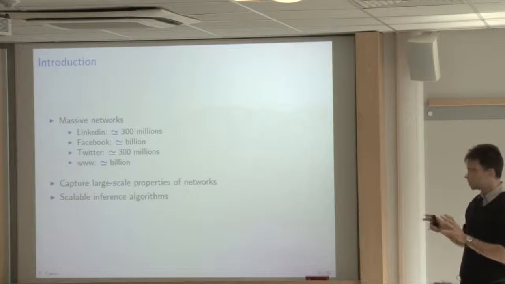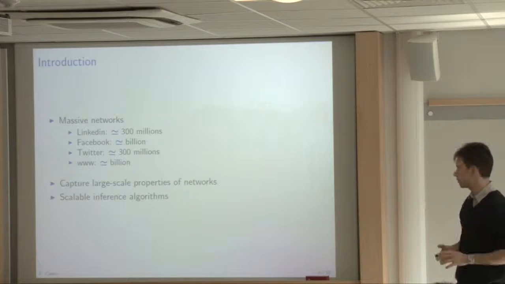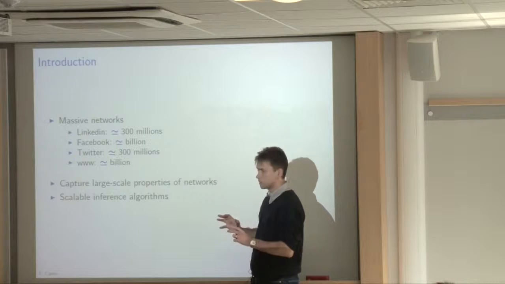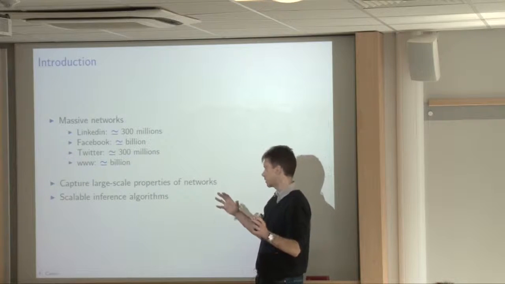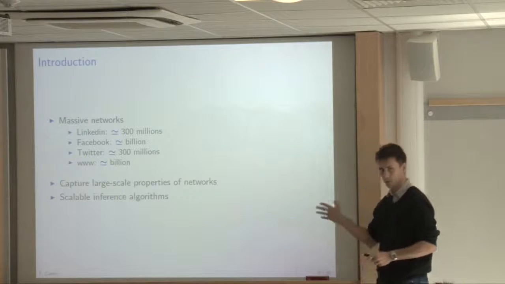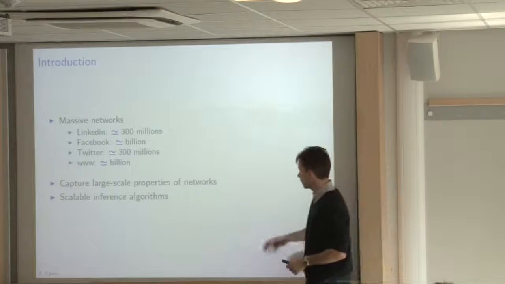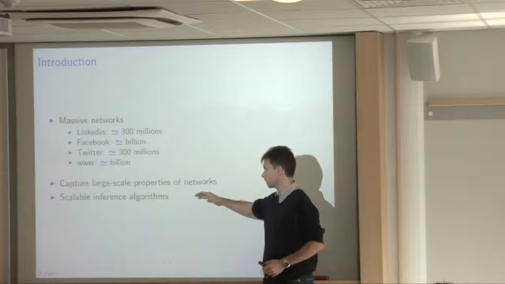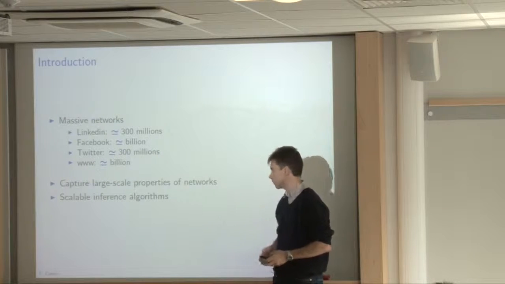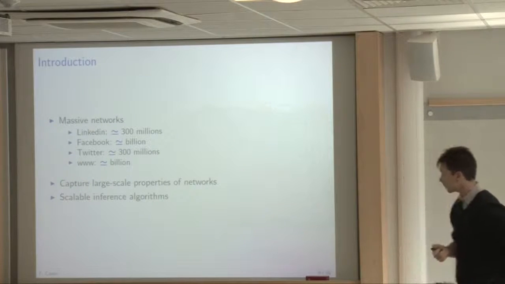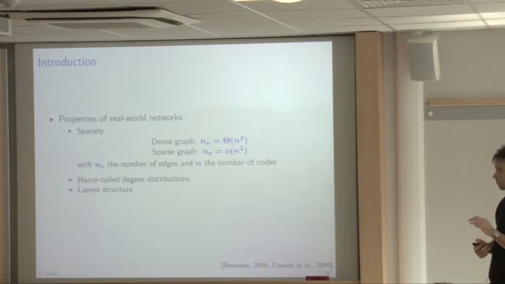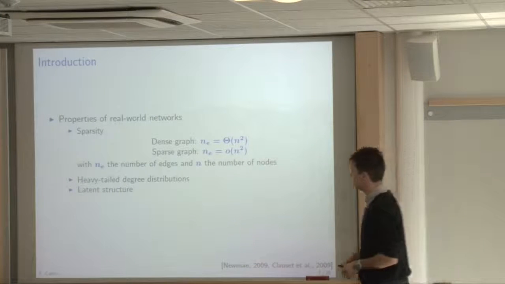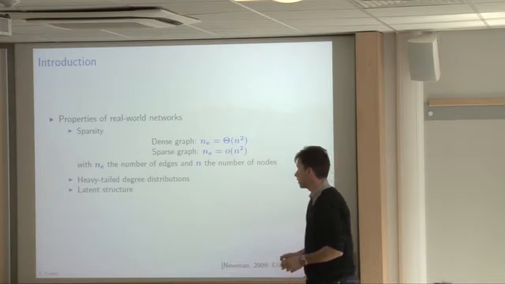So we've got very, very large networks, and so we've got two aims. First, we want models that are able to capture the large-scale properties of networks, and I'll discuss that in a minute. And once we've defined this model, we also want a scalable inference algorithm to learn the parameters of those models. And in terms of property in this talk, I will focus on an asymptotic property of networks, which is sparsity.